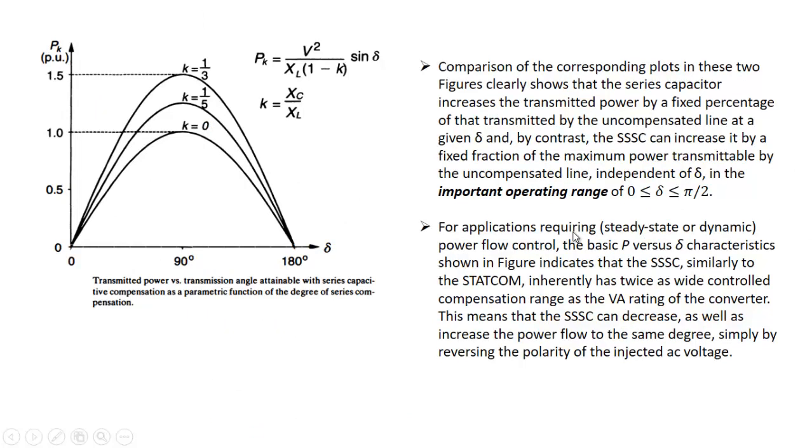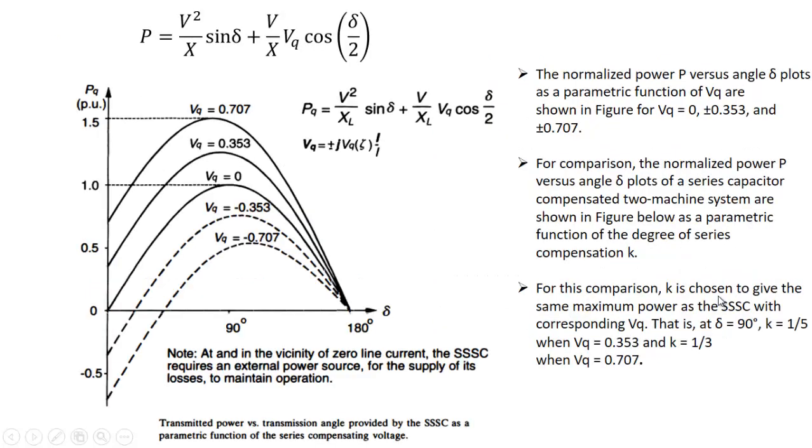For application requiring steady state or dynamic power flow control, the basic P and delta characteristics shown in the figure indicate that SSSC, similarly to the STATCOM, inherently has twice as wide control compensation range as the VA rating of the converter. For example, if VA rating of the converter is, let us say, 1 per unit, its control range will be 2 per unit, because it will go 1 per unit in this capacitive range, and 1 per unit in this inductive range.